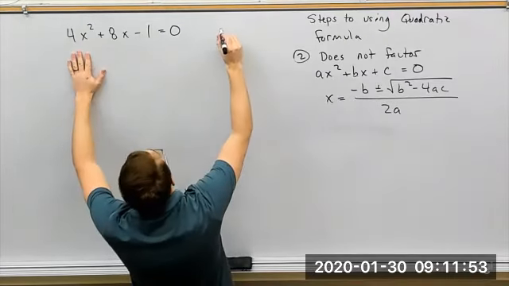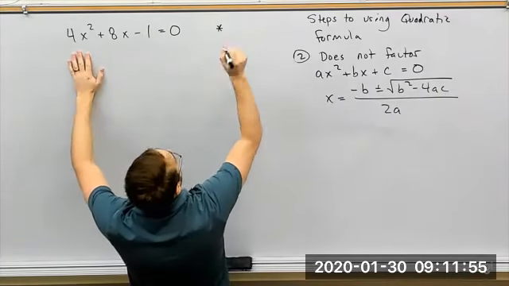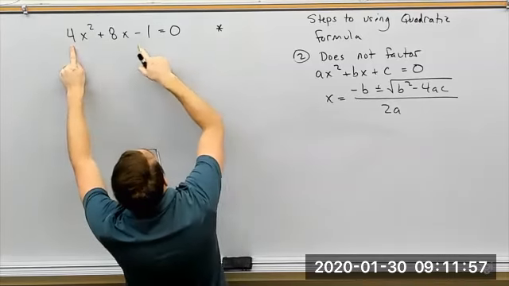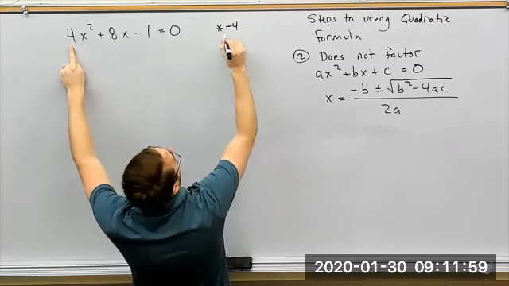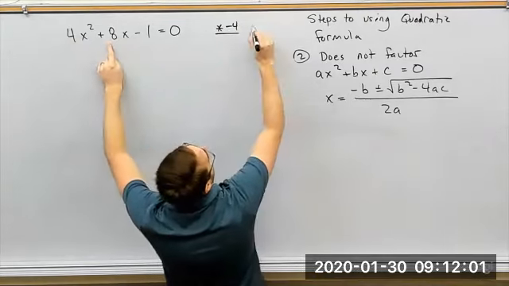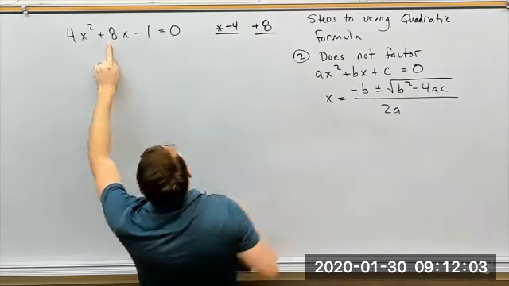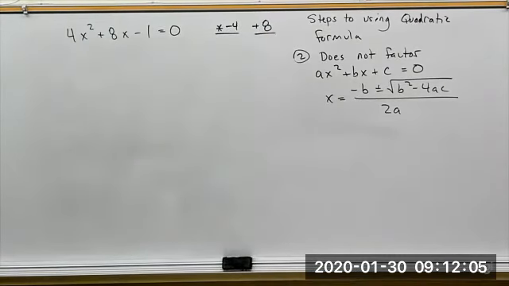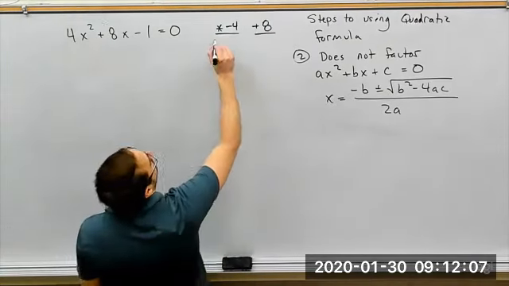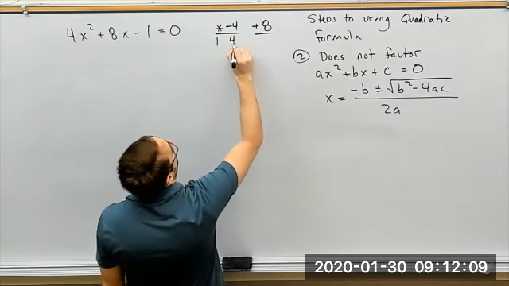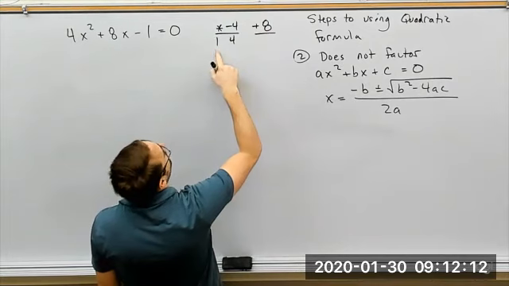Same factor. So let's try. We need to multiply to 4 times negative 1, which is negative 4. We got to multiply to negative 4 and add to 8. Well, that's 1 and 4, except it's got to be negative, so the smaller one has to be negative.